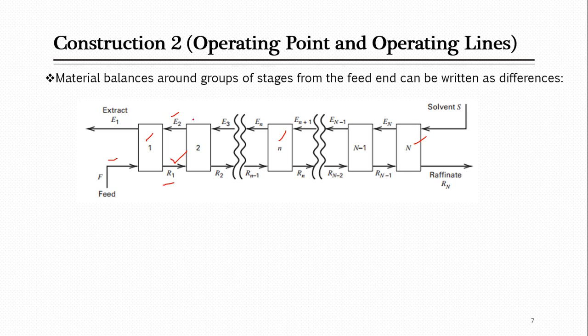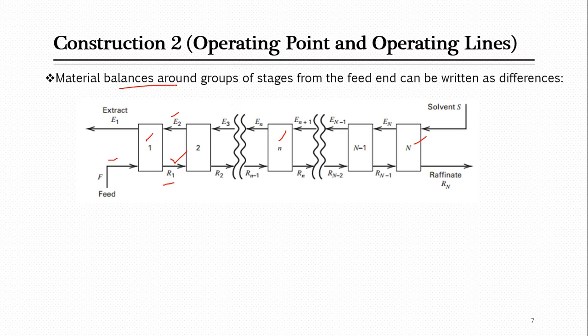Some extract stream coming from stage 2 is entering this stage, because this is a counter current system, a counter flow system, in which feed enters from one side and solvent enters from the opposite end. And the extract stream leaving from here, extract 1, is the final extract stream after N stages. This was already explained to you, so you know these terminologies and are aware of this nomenclature.